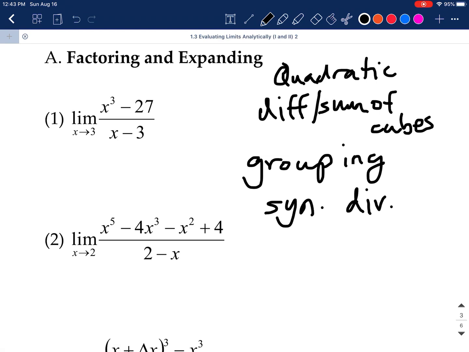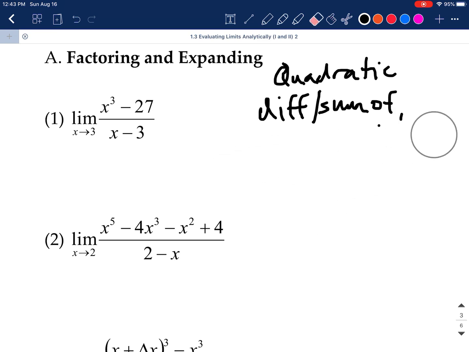Or long division, if you want to call it that. So those 4 techniques are going to show up, and you're going to see those. So if any of these you feel a little rusty on, I would definitely review some quadratic factoring, difference, sum of cubes factoring, grouping, and synthetic division.